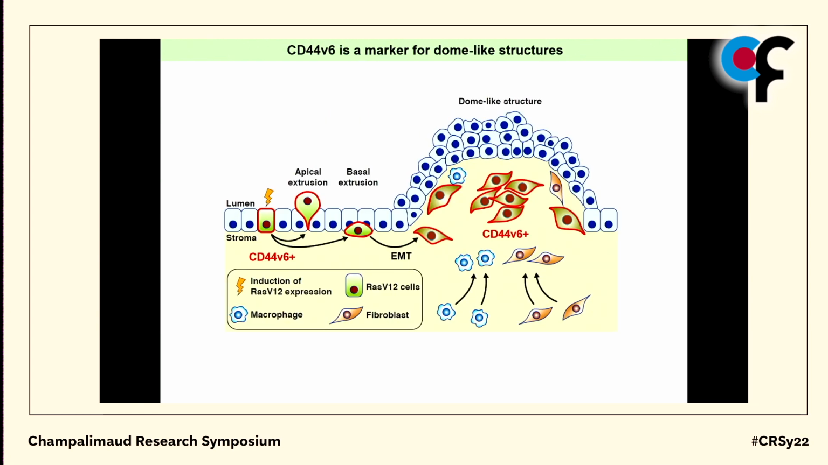Okay, so this is a summary. At least we found that in humans and also mice, such dome-like structure-like lesions, potential precancerous lesions, are present. CD44v6 can be a potential marker to identify the dome-like structure, especially in human pathological samples. But this is unpublished data, so it's still preliminary. We still do not know the fate of these CD44v6 cells, whether they eventually develop into malignant tumors or not. We are now checking this in vivo in my system.